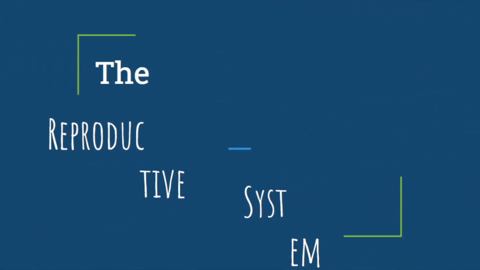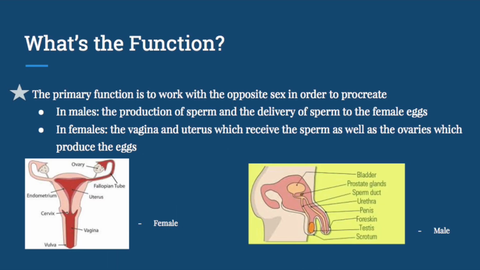Good morning, class, and today you will learn about the reproductive system. So first, what is the function? The primary function is to work with the opposite sex in order to procreate. In males, the primary purpose is the production of sperm and the delivery of sperm to the female eggs. In females, the primary purpose is the vagina and uterus, which receives the sperm, as well as the ovaries, which produce the eggs. The two bottom pictures will depict the female and male parts involved in a reproductive system.